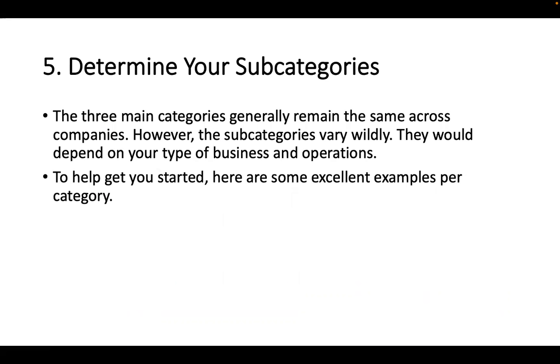Okay. Now this is the real task, and you have to find out the subcategories. So you have lots of data available with you, and now you have to divide the data into the subcategories. The three main categories generally remain the same across companies. However, the subcategories vary widely. They would depend on the type of your business and operations. To help you get started, here are some excellent examples per category.